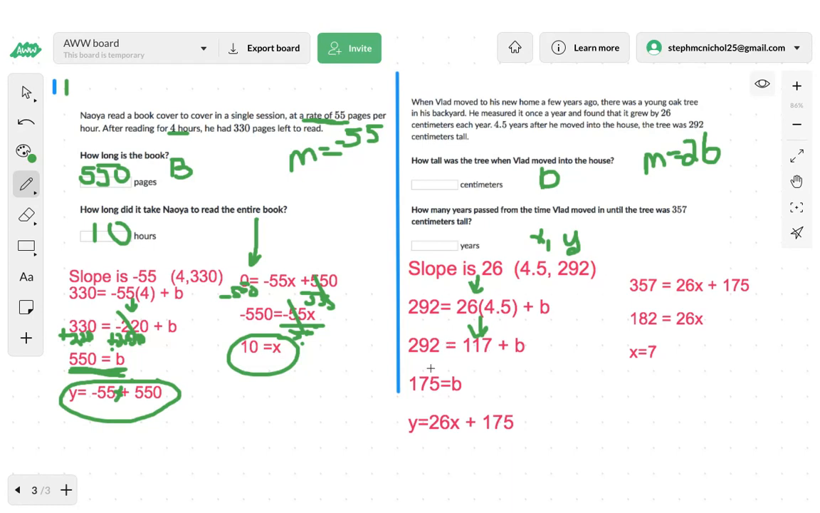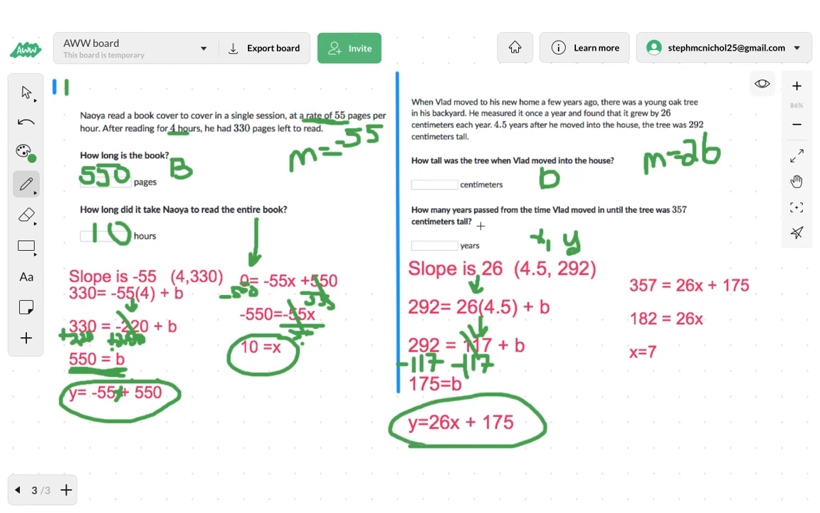So I'm just going to rewrite everything. And then I'm going to solve for b, so I'm going to subtract 117 on both sides. And 292 minus 117 gives you 175. So the starting height of the tree when he got there was 175. So I wrote this in for you. Here is your equation. All right.